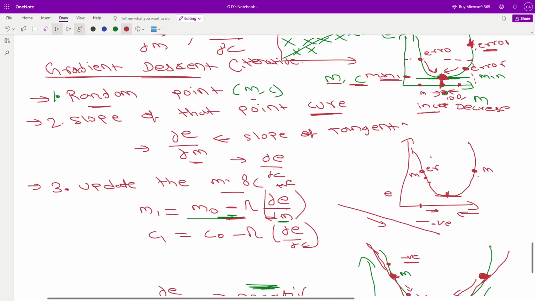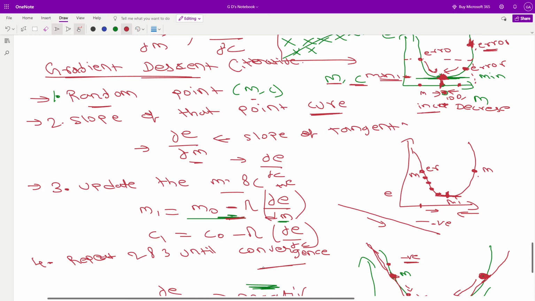Iterative algorithm means maybe at the first step, slowly it will come here. Second step, maybe it will be coming here. Third step, here. Fourth step, here. And finally, it will reach the minimum point. So the fourth step of gradient descent is to repeat steps 2 and 3 until convergence, meaning reaching the minimum point. This is the main 4-step idea of your gradient descent algorithm.